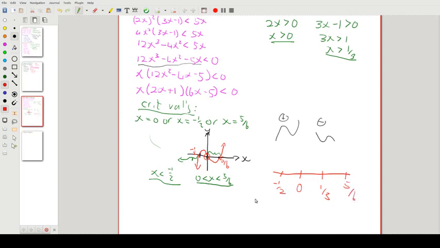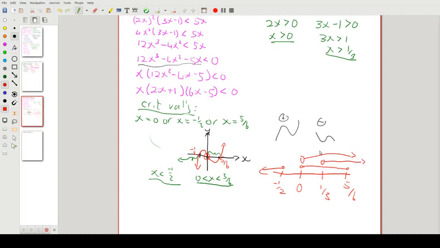So let's draw them in. So we know x has to be less than negative half. Right, so less than negative half. Or between 0 and 5 over 6. So between 0 and 5 over 6. And we've also got that x must be greater than 0. So greater than 0. Well, that's an ugly line. And also x has to be greater than a third. So greater than a third.